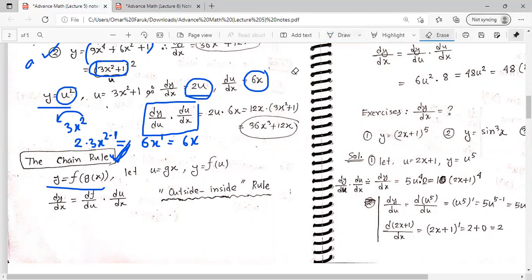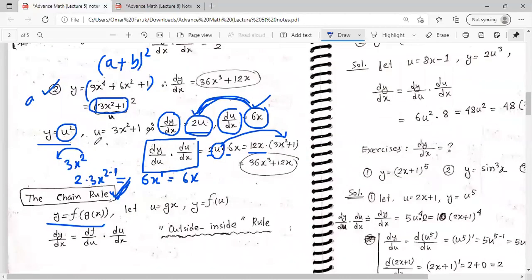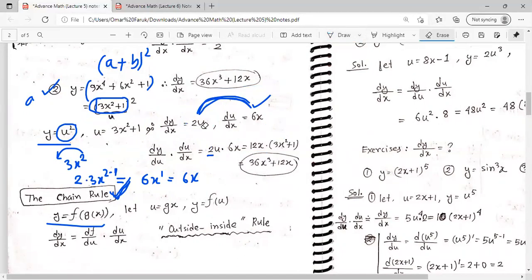So we already found dy by du. It is 2u. And du by dx, it is 6x. Now you just multiply these two. If you multiply these two, it will make 6 multiplied by 2, that means 12x. And now you substitute the value of u, because we already imagined that u is 3x squared plus 1, our inner function. So we just substitute u here. Then we get the derivative of our main function, okay?